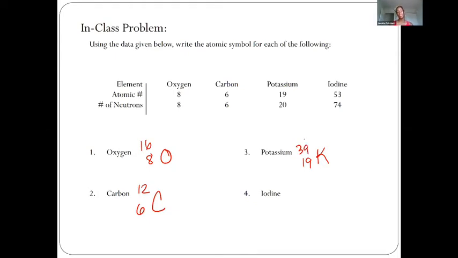And then last but not least, we have iodine, symbol I. On the bottom, we would put 53 as the atomic number. Up top, we were going to add the atomic number plus those neutrons, and that's going to give us 127, which goes on top. Again, all whole numbers representing the protons plus the neutrons.